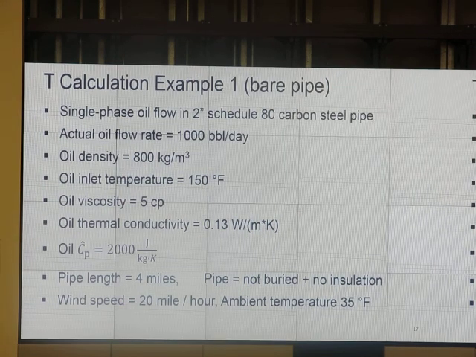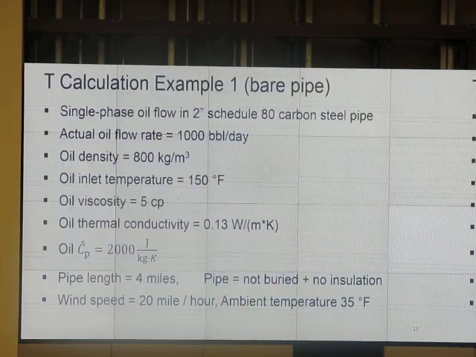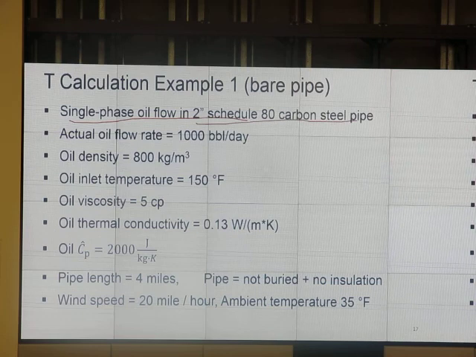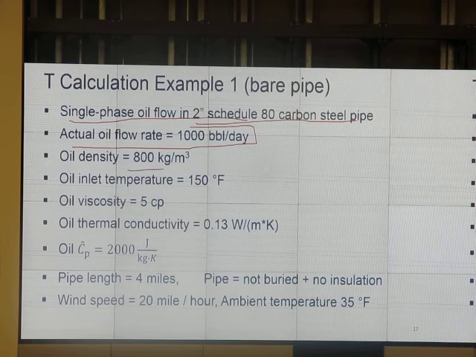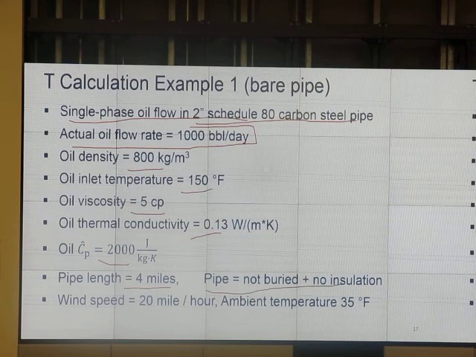Here's a calculation example. Every property is given. I use an Excel sheet to calculate it. So this one is air. Okay. I have a pipeline, 2-inch, schedule 80, carbon steel, flow rate of 1,000 barrels per day, oil density is that much, inlet temperature that much, viscosity that much, thermal conductivity, oil Cp is that much, specific heat capacity. Pipe length is 4 miles. Pipe is not buried, no insulation, and we have wind speed. It's onshore, okay? 20 miles per hour.